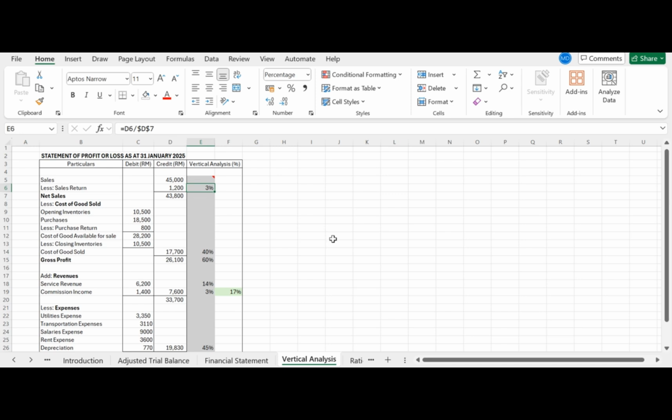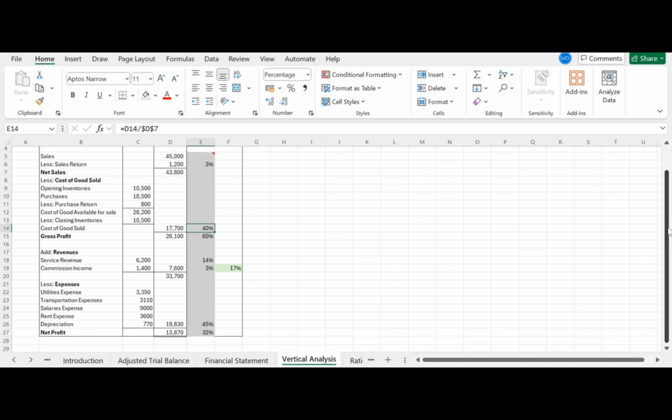After we autofill the remaining cells, we have the percentages of vertical analysis for the other items. So we have cost of goods sold at 40%, gross profit 60%, revenues a total of 17%, expenses 45%, and lastly the net profit 32%.